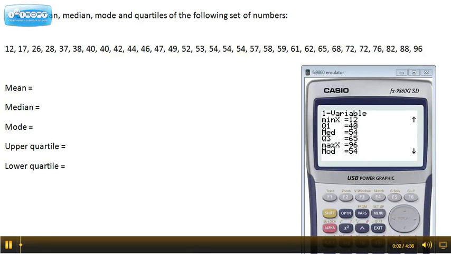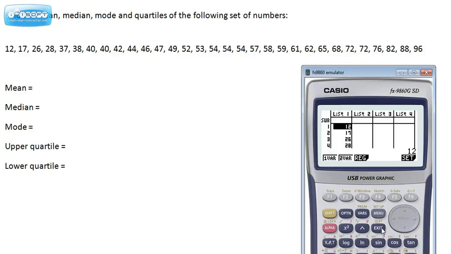This is a lesson on how to use your graphical display calculator to find the mean, median, mode and quartiles of a set of numbers. Now, here on the screen I've got a set of numbers. I want you to imagine that these are marks in a test. So the lowest mark was 12 and the highest mark is 96.